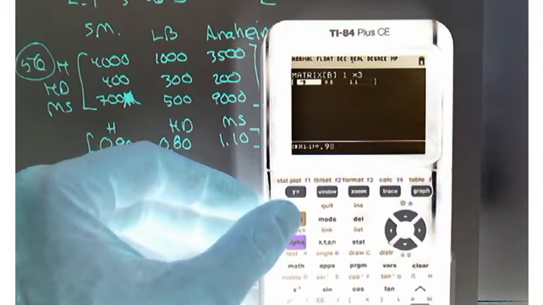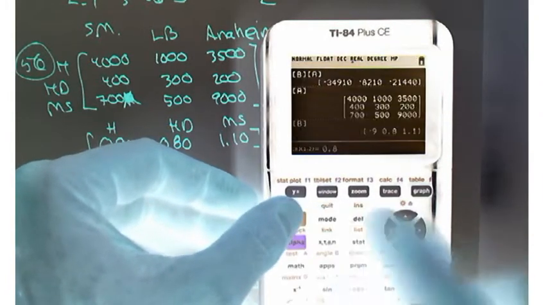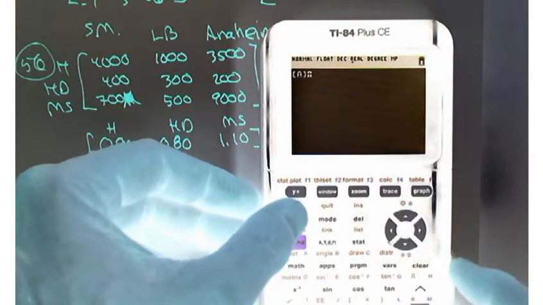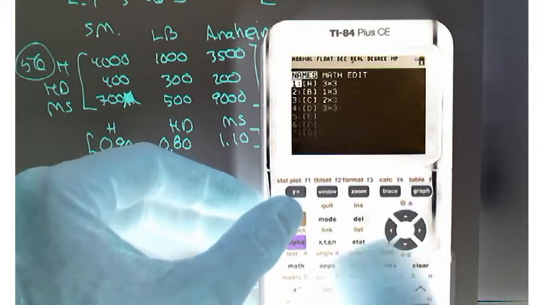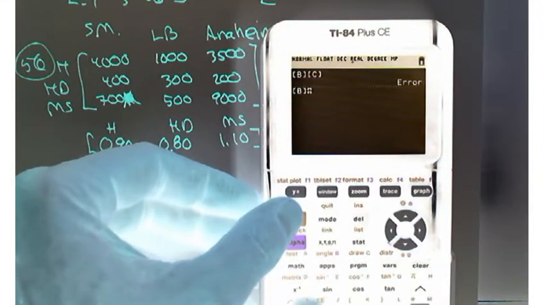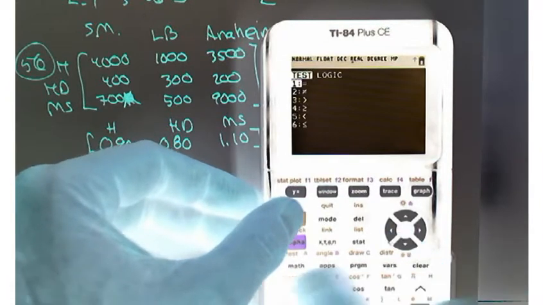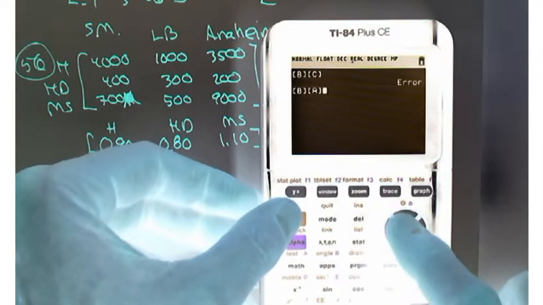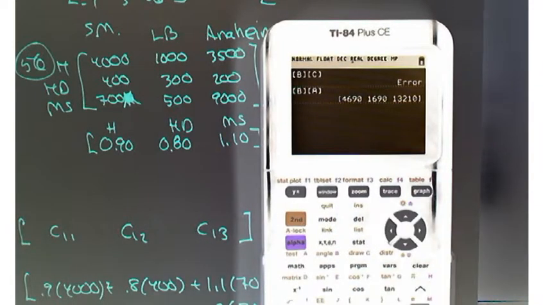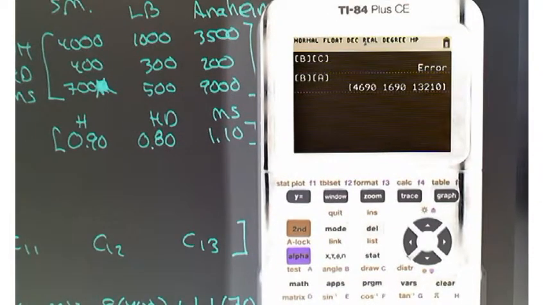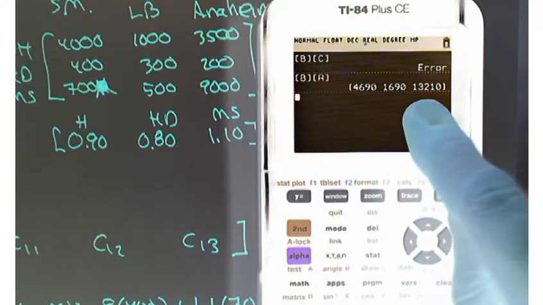0.9. There we go. B times A. Whoops. How about B times A? There we go. Is this what you guys are getting? 4,690, 1,690, and 13,210.